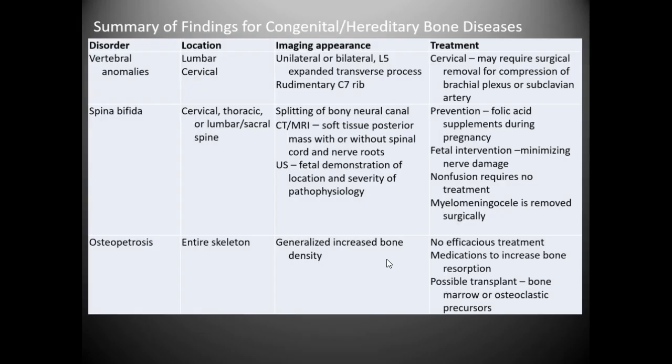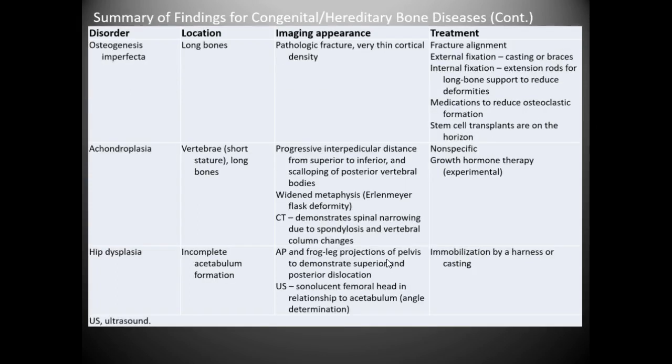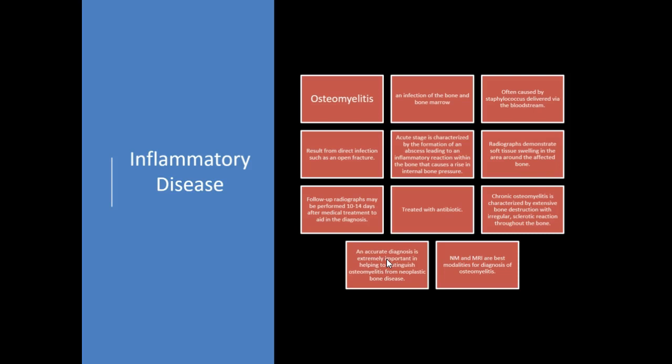And here's a summary of your congenital hereditary bone diseases. I'll let you review that on your own. Lots of them. Inflammatory disease. First one we're going to cover is osteomyelitis. It's an infection of the bone and the bone marrow, often caused by Staphylococcus delivered via the bloodstream.